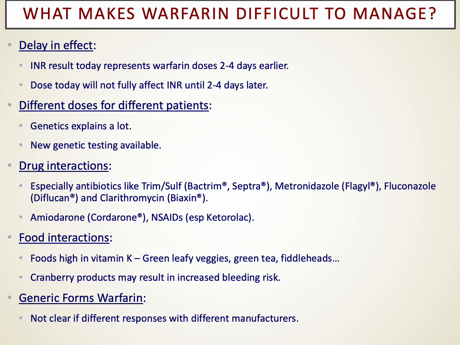So what is it that makes Coumadin or warfarin a difficult drug to use? The delay in onset of effect. So the INR we get today reflects doses we gave a few days ago. The dose we give today won't have its effect for a couple days from now. We also see that there are different doses for different patients. It's genetic variation primarily that we see. There are lots of drug interactions that are a problem. There are food interactions, and there are generic forms. So any one of these variables in and of itself can be a problem.